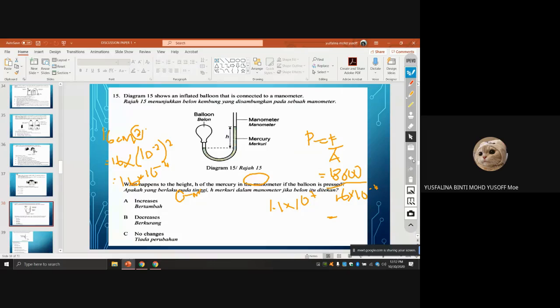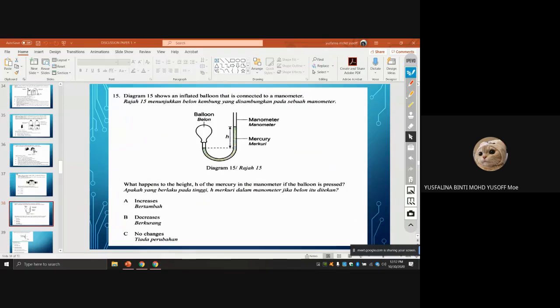Okay, diagram 15 shows an inflated balloon that is connected to a manometer. What happens to the height h of the mercury in the manometer if the balloon is pressed? If the balloon is pressed, the pressure will become higher. So it will push the liquid down on this side and this side should rise up. So the h will be increased. Okay, so number 15, the answer is A.